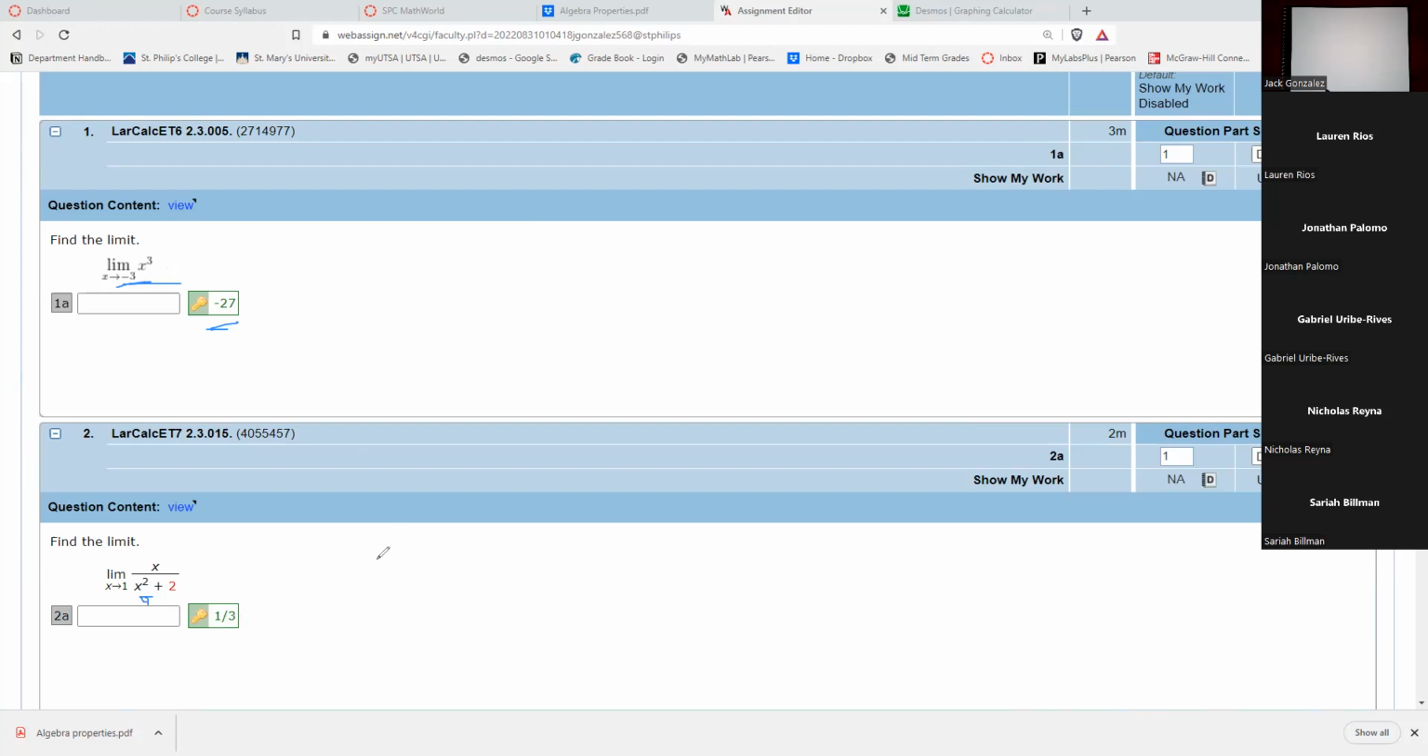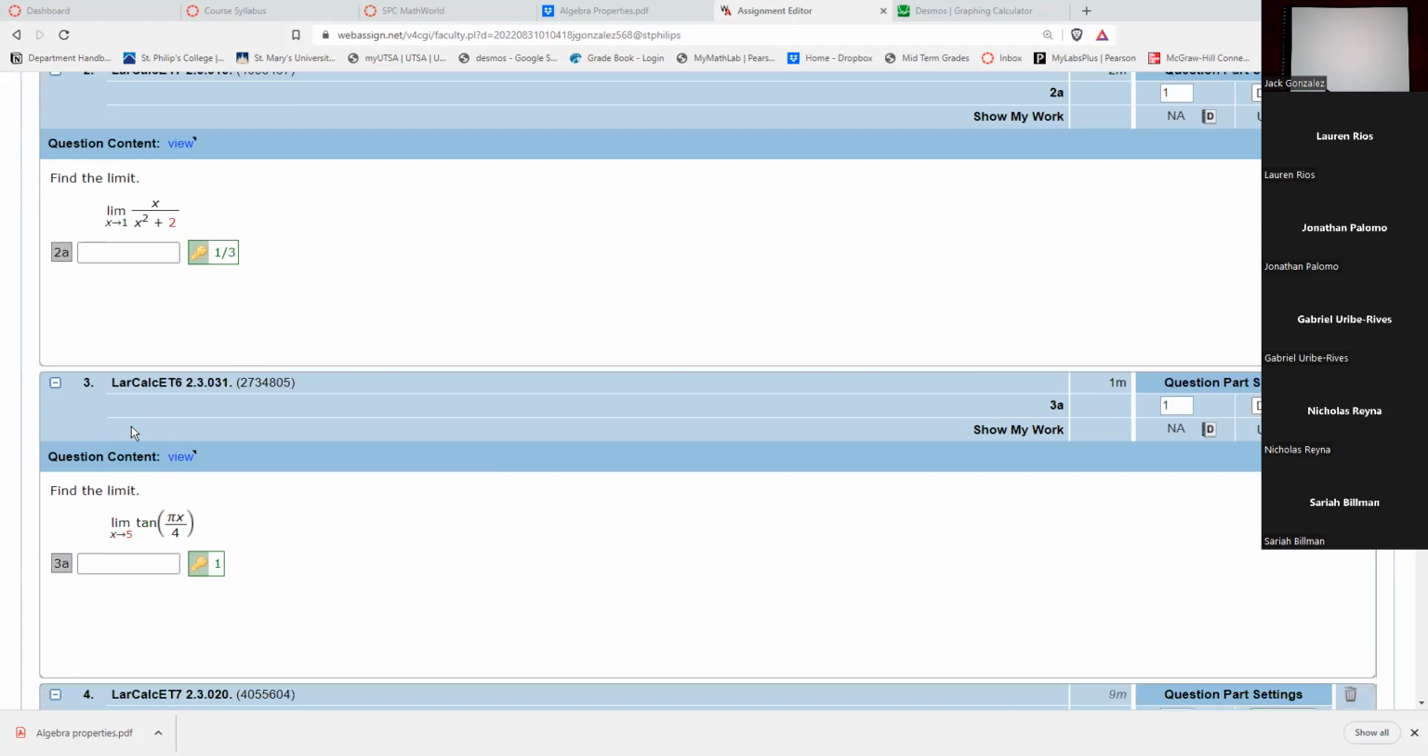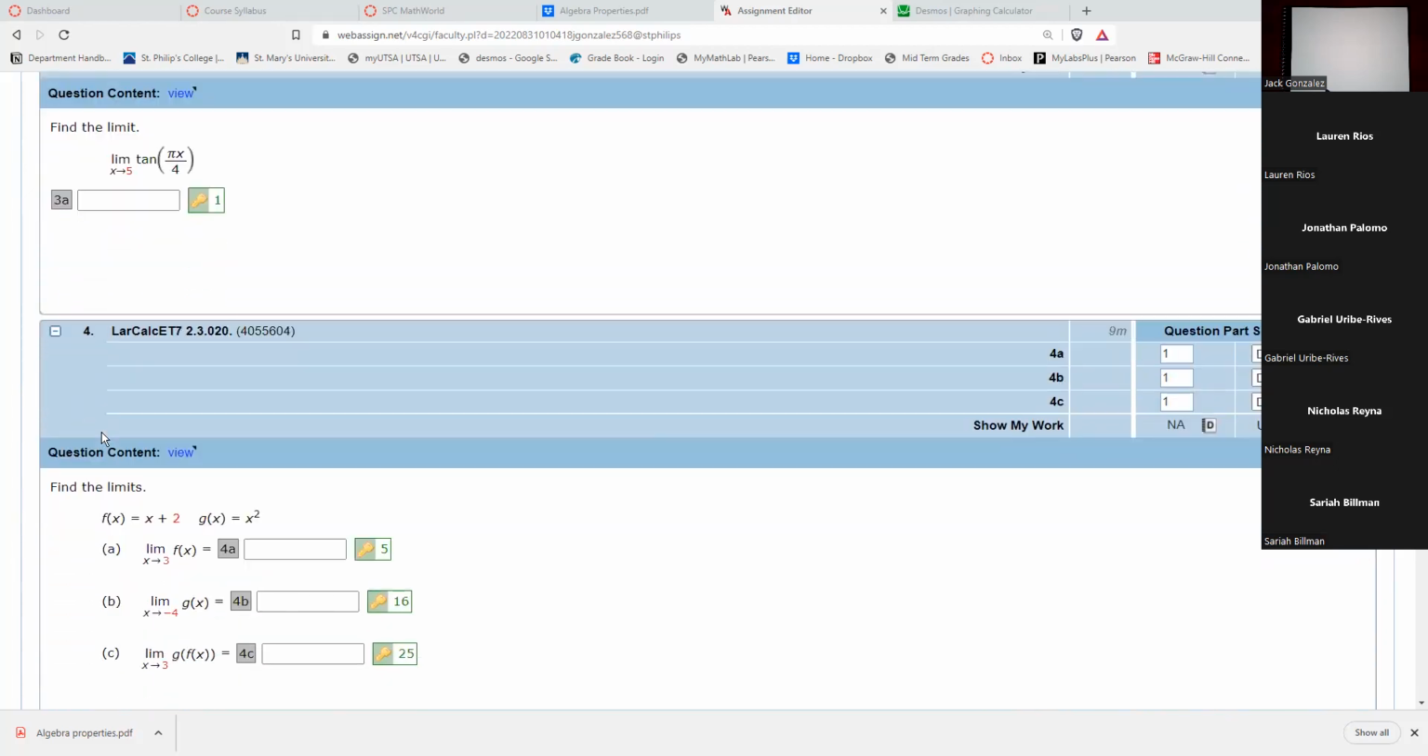If I plug in a 1, you see that I'm just going to get 1 over 1 plus 2. So I get a third. The fact that this exists, I have no issues. The limit is a third. Nothing crazy, right? That makes sense? So you're just going to plug in the numbers and see what happens.